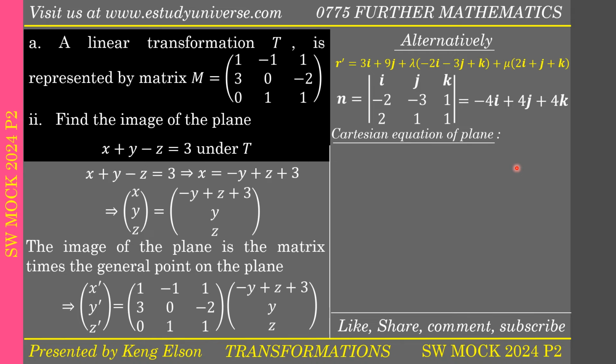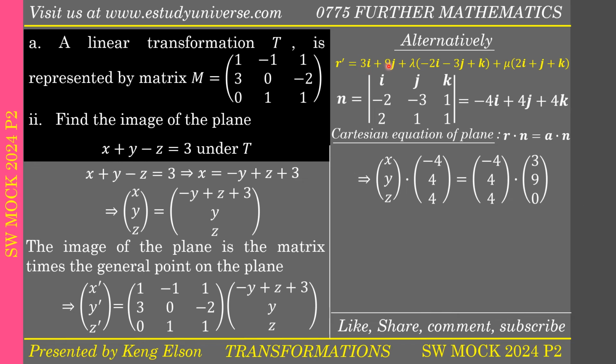Now the Cartesian equation of the plane is given by r dot n equal to a dot n, where r here is actually (x, y, z), all the points on the plane. This n here is a normal vector. This a is the point that the plane passes through. In this case, the plane passes through the point (3, 9, 0), that is, this is a position vector of the point that the plane passes through. So r is all points on the plane (x, y, z). n is a normal vector, (-4, 4, 4). Then we have a. Remember, a dot n and n dot a are the same.